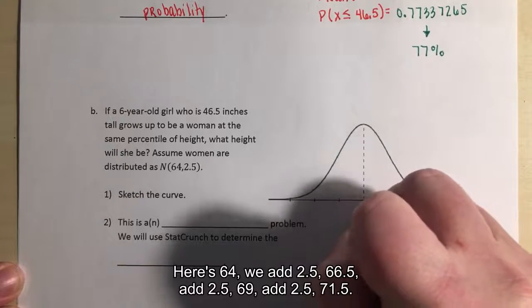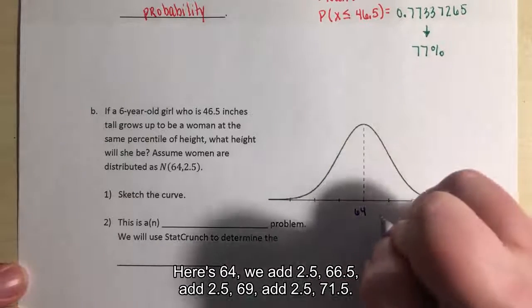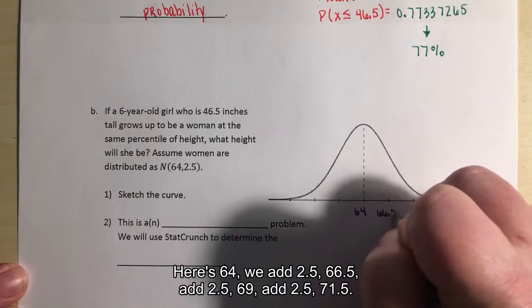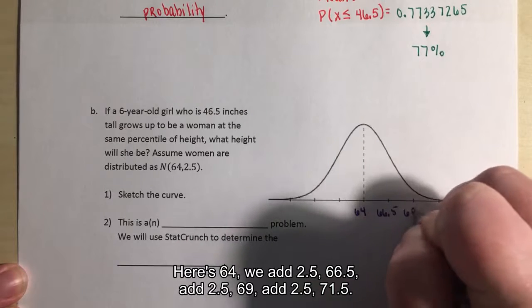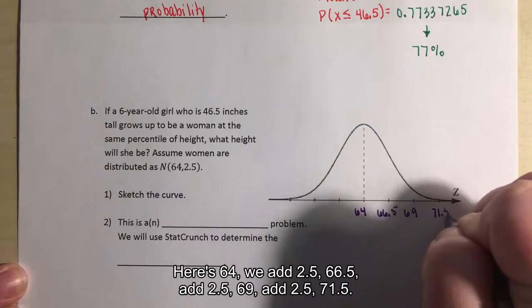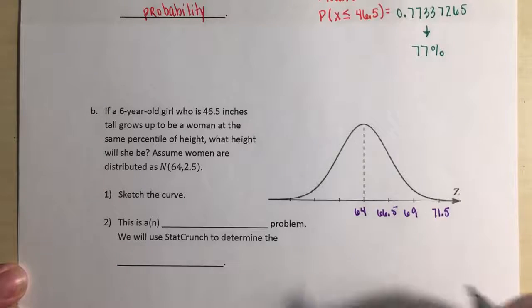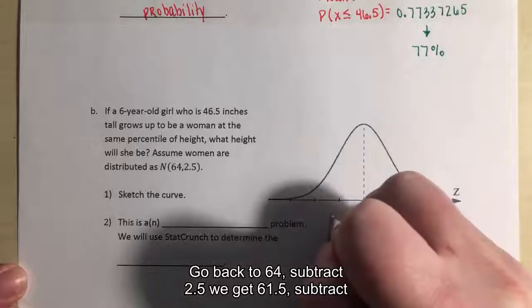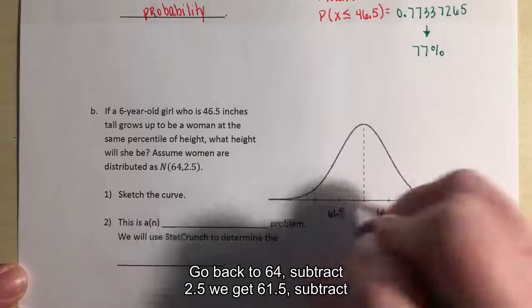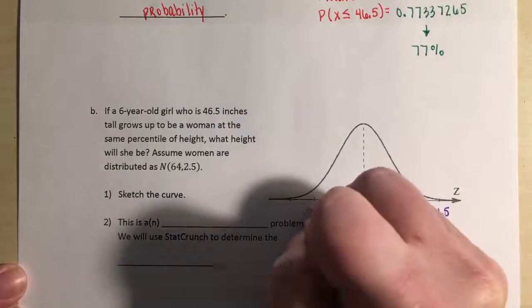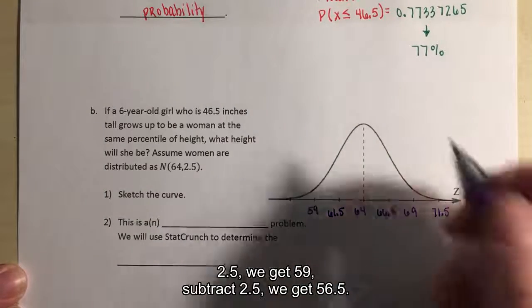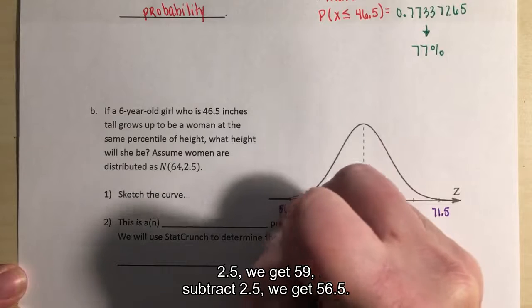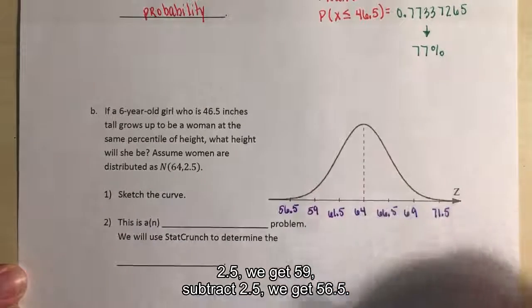So here's 64. We add 2.5, 66.5, add 2.5, 69, add 2.5, 71.5. Go back to 64, subtract 2.5, we get 61.5. Subtract 2.5, we get 59. Subtract 2.5, we get 56.5.